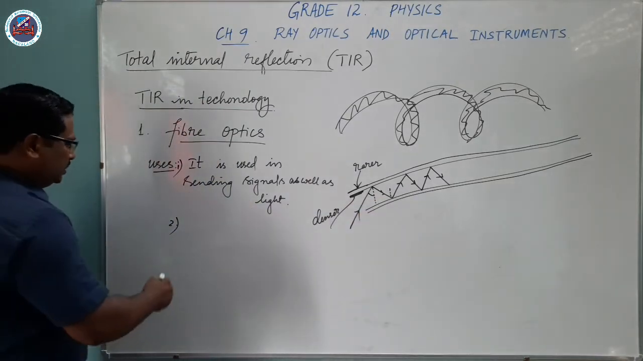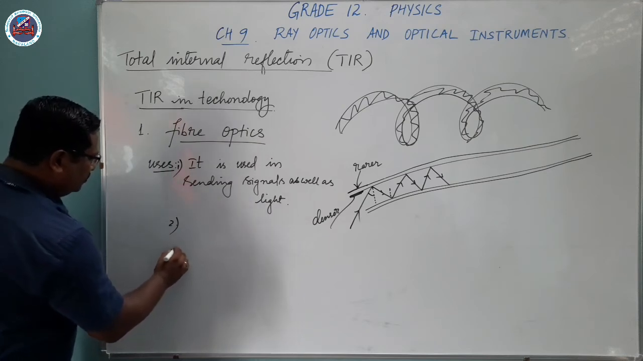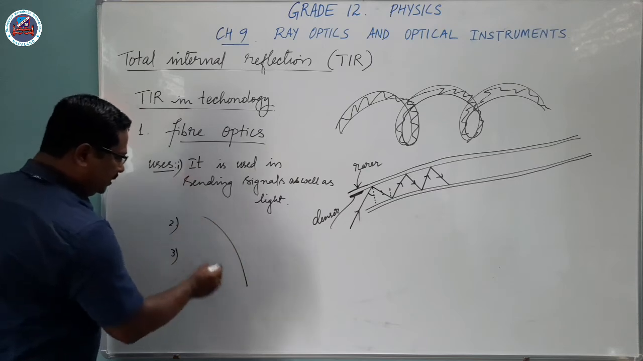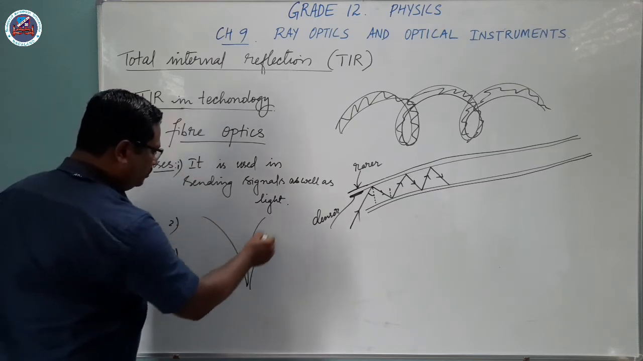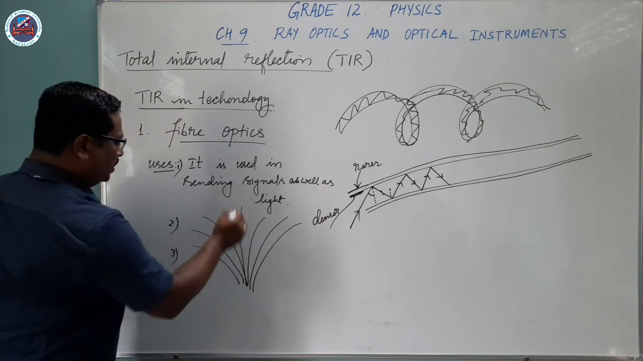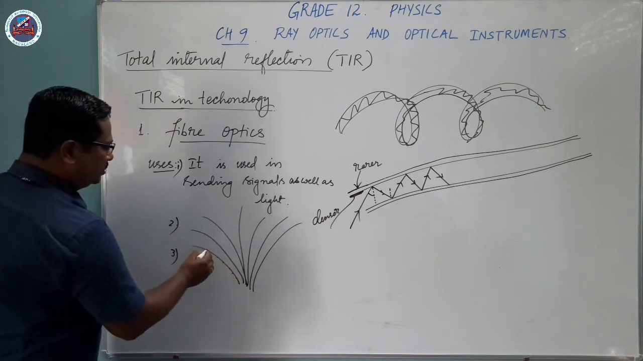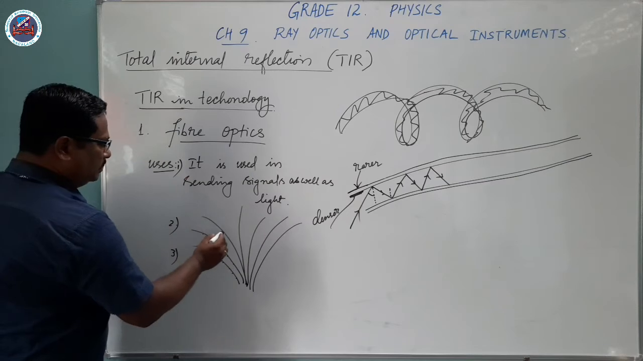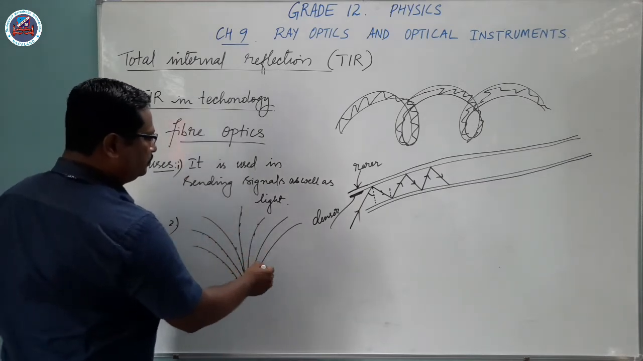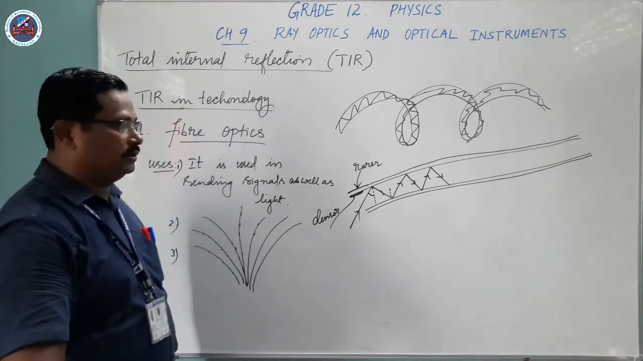And the third application, you can use it for making decorative lamps. You might have seen in market areas small spikes of fiber optics they use. When light is allowed to pass through it, different colored lights come out along the fiber optics, and it looks beautiful. It's used for decorative purposes as well.